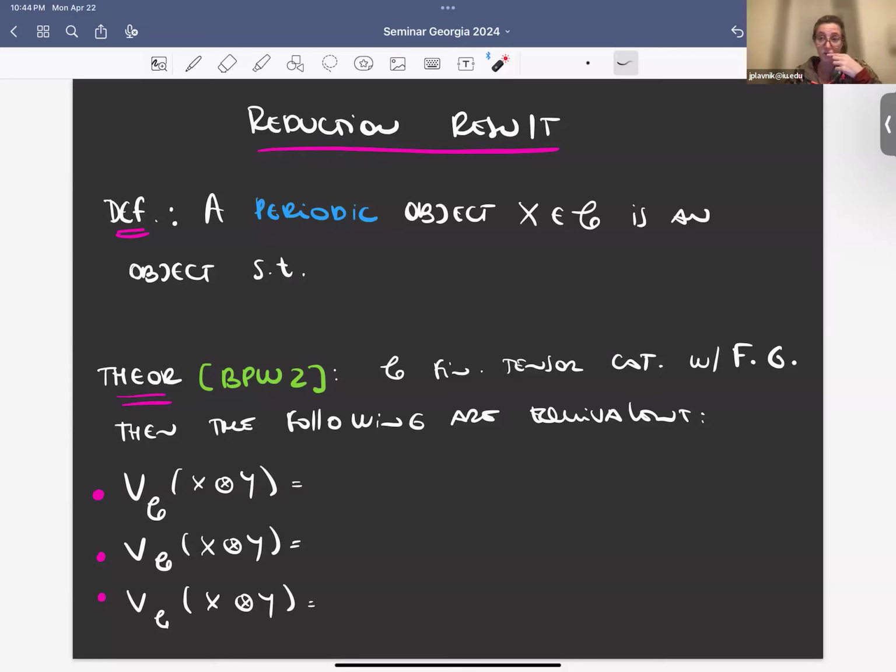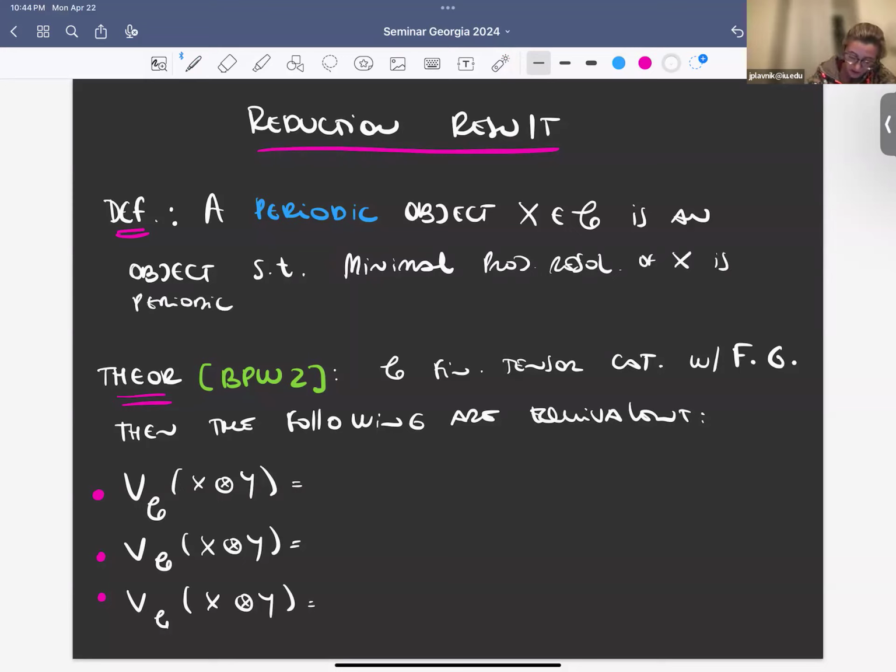For that, I will need to introduce some notions, a definition. The notion of a periodic object in my category. So maybe to say it in words, a periodic object is an object for which the minimal projective resolution of X is periodic, in principle of a certain period, and this is measured by the syzygy.